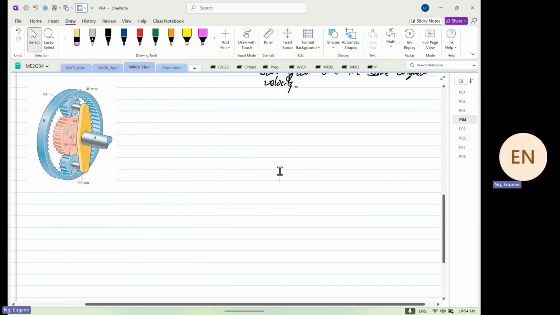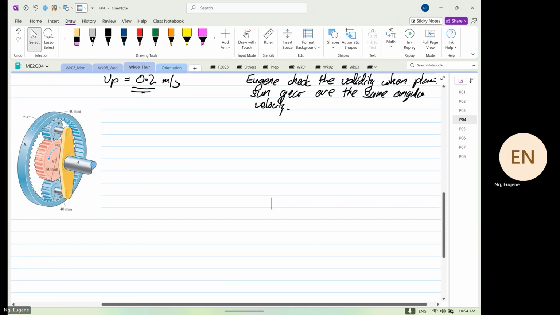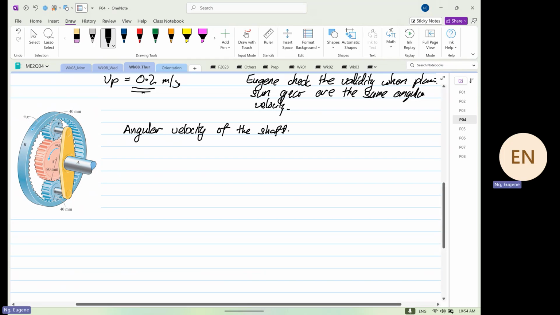So the last part is we are going to determine the angular velocity of the shaft. Okay, the angular velocity of the shaft. So we are going to view in this direction now.